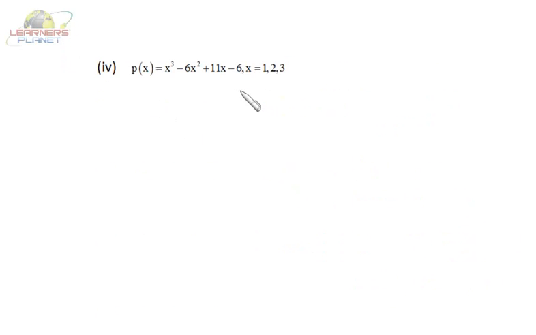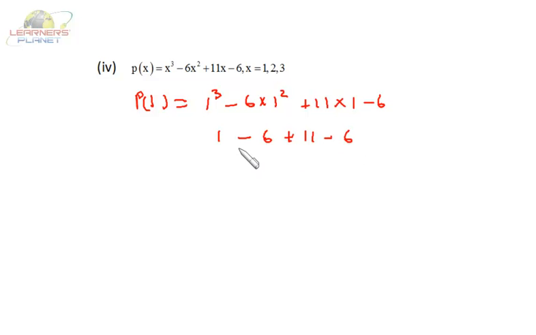Now in this question we have to check whether 1, 2 or 3 are zeros of this polynomial or not. So let's first of all find P1. It's 1 cube minus 6 into 1 square plus 11 into 1 minus 6. So it's 1 minus 6 plus 11 minus 6. So it is 12 minus 12, 0. That means if we put x equal to 1, we are getting 0. That means 1 is the root, or we can say 0 of this polynomial.